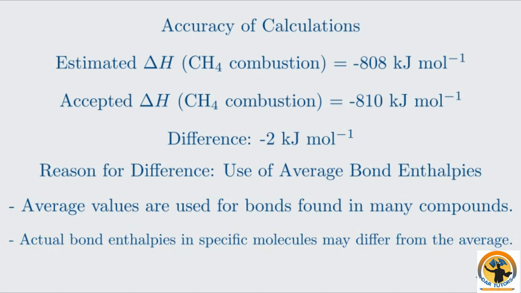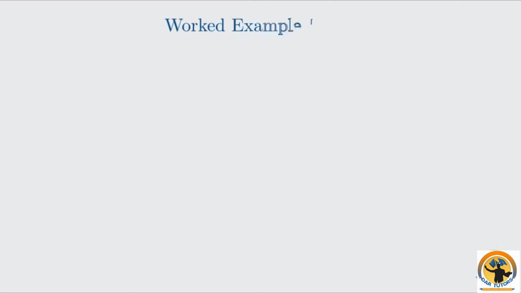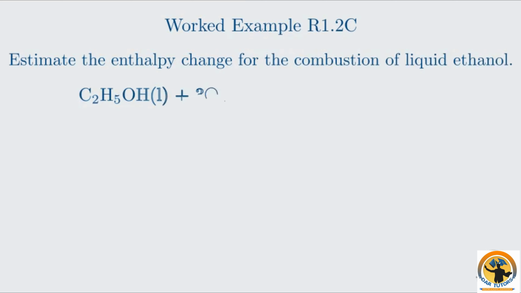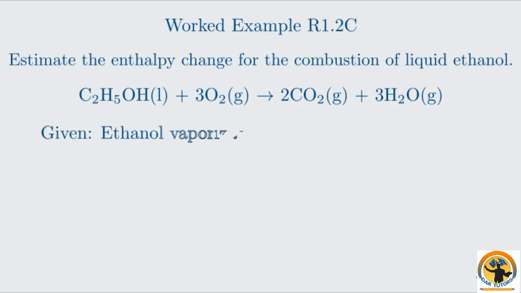Another important consideration is the phase of the substances. Bond enthalpy values are defined for reactions involving gaseous molecules. If a reactant or product is not in the gaseous state, its enthalpy of vaporization or sublimation must be factored into the calculation. You will be able to perform these calculations. Consider the combustion of liquid ethanol. Here's the equation. Given ethanol vaporization enthalpy equals plus 44 kJ per mole.